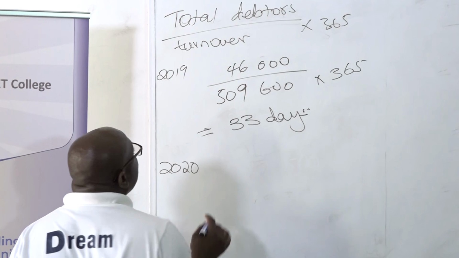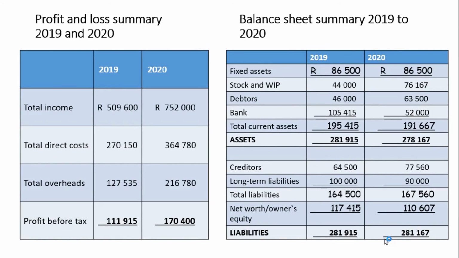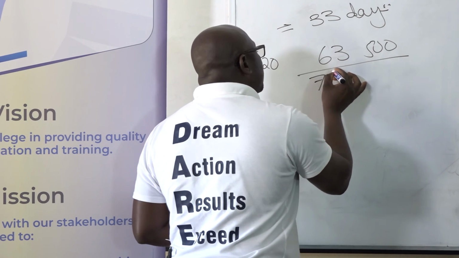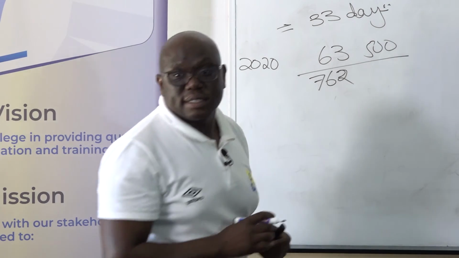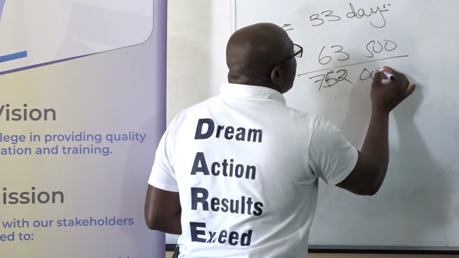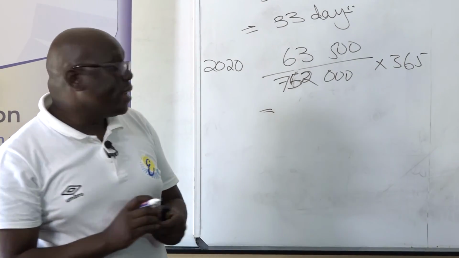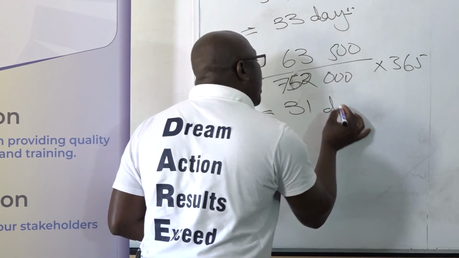In 2020, let us apply the same principle. How much are our debtors in 2020? Our debtors are 63,500. We divide it by our turnover, which is 752,000, and we multiply by 365 days. Then it gives us 31 days.